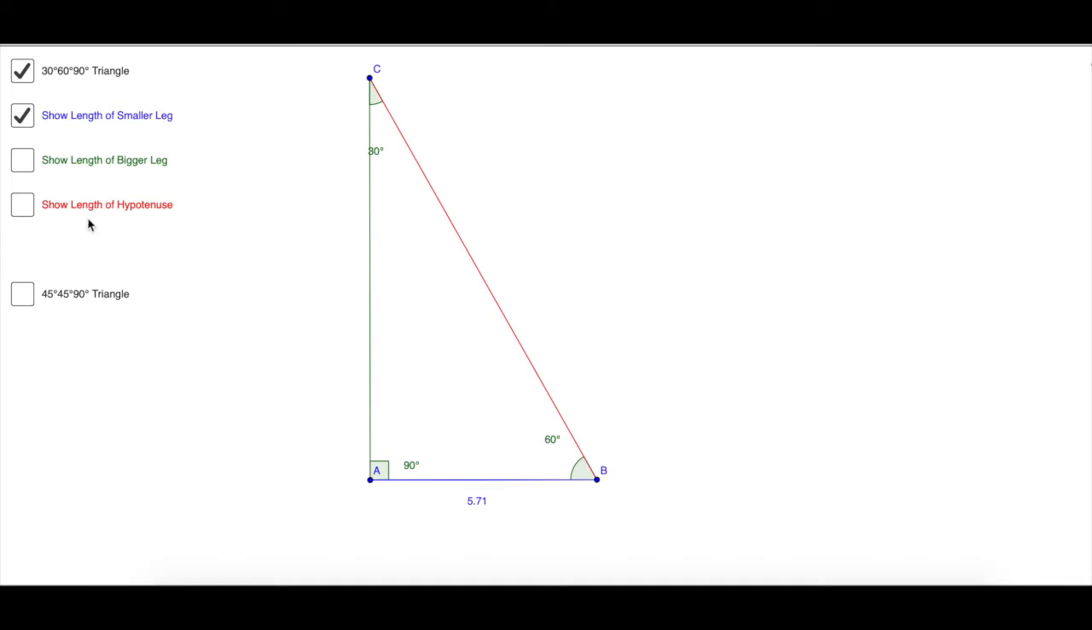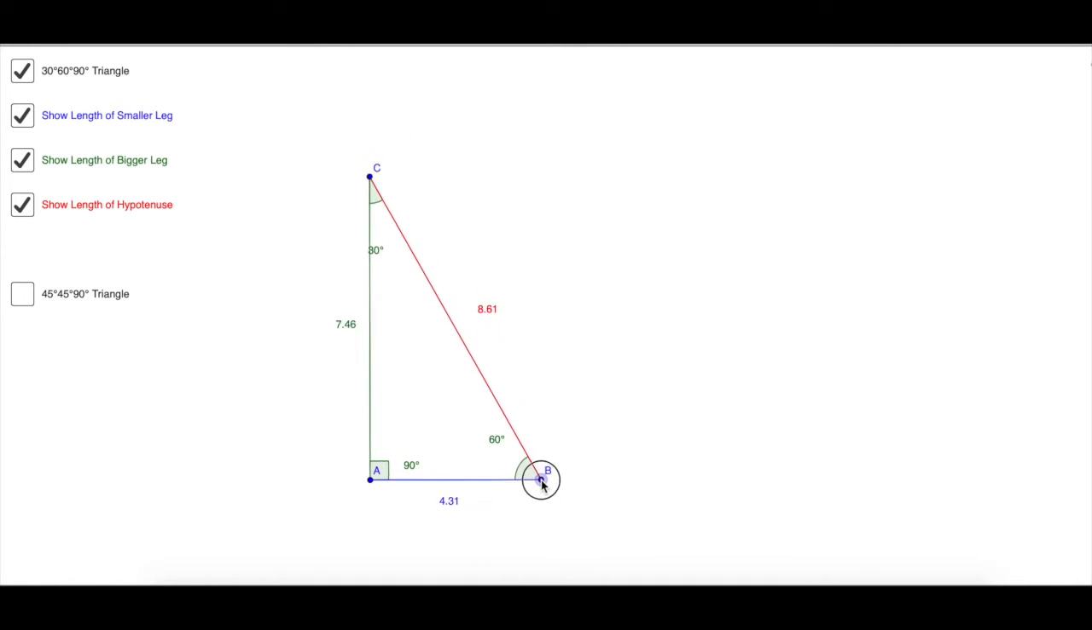So let's go ahead and show these lengths. Let's make it 2. Well, that's pretty small. Let's make it 3. Can I get 3 exactly? That is touchy. Okay, so let's pretend that's 3. If that's 3, the hypotenuse is exactly 6. In this case, it's 2.99, but double is 5.98.